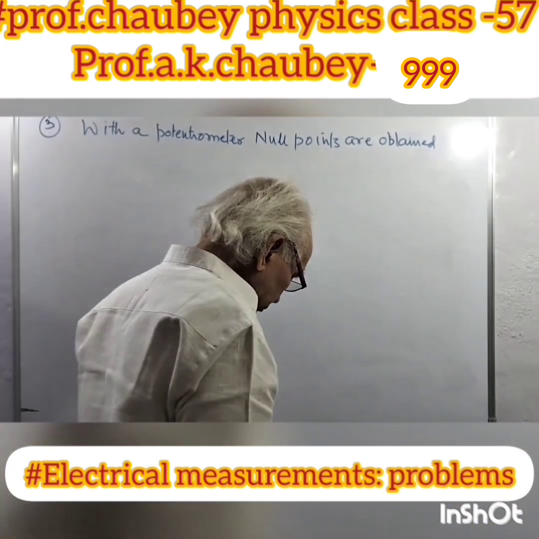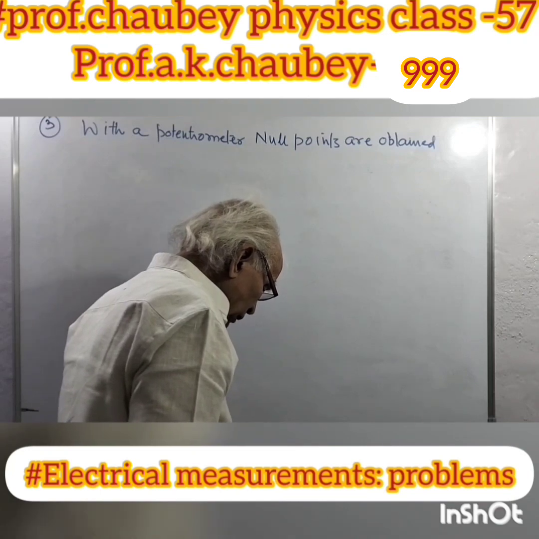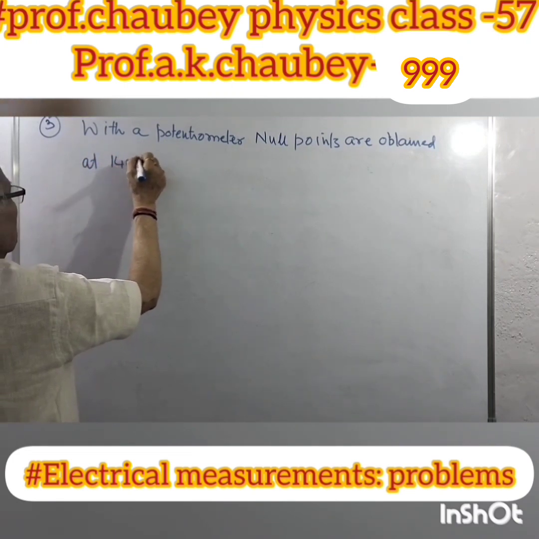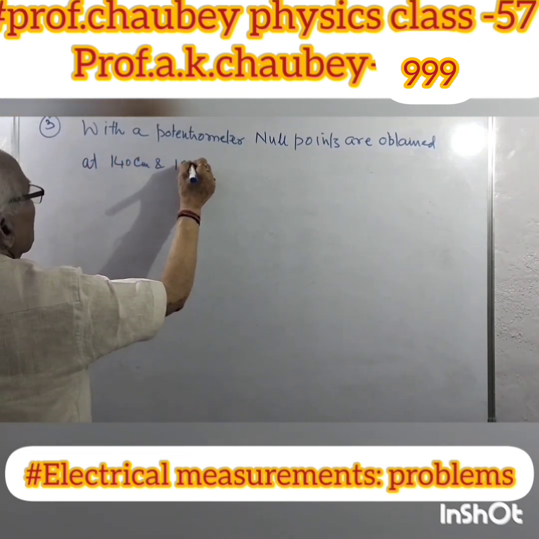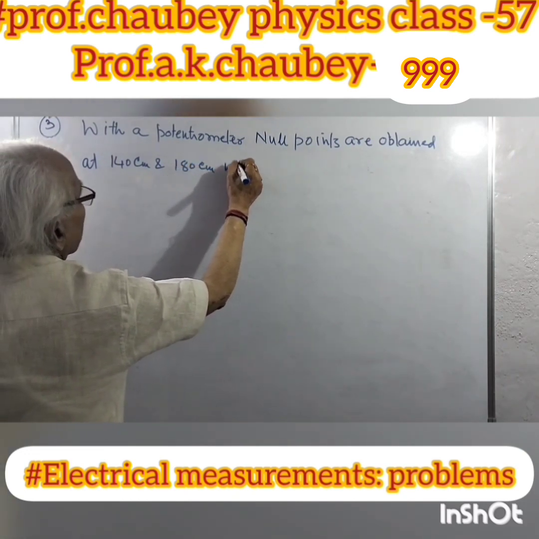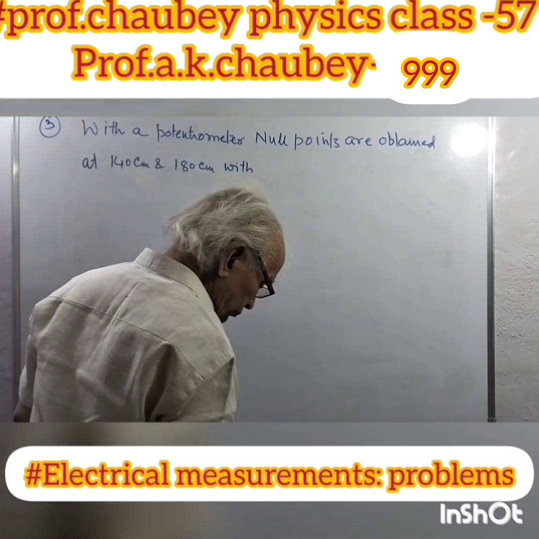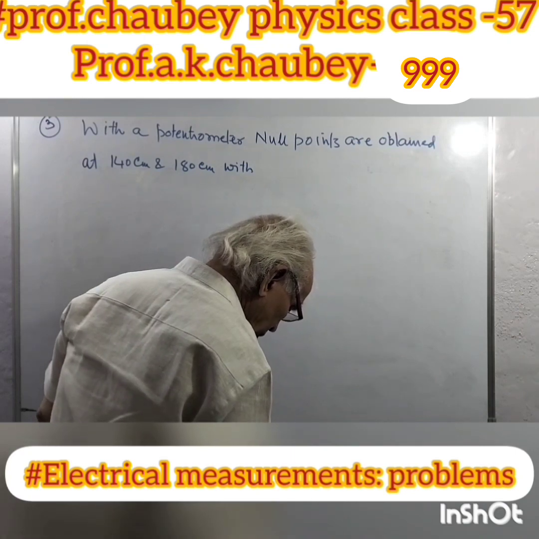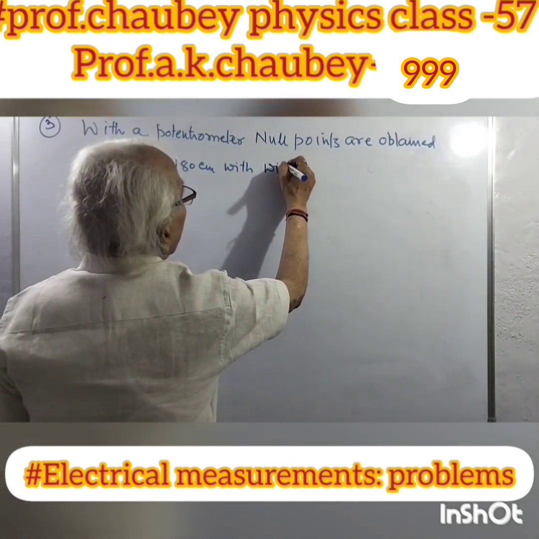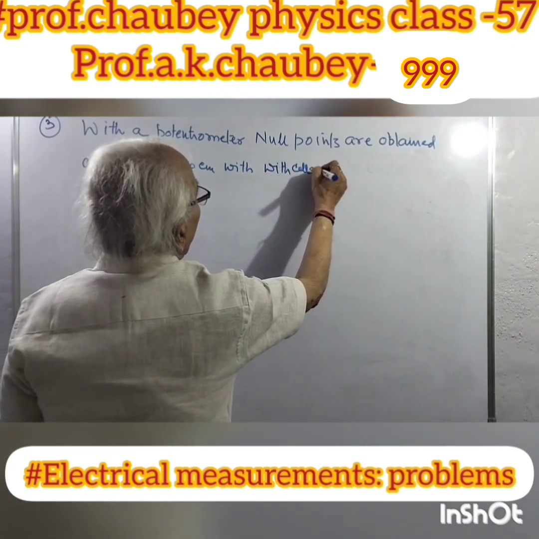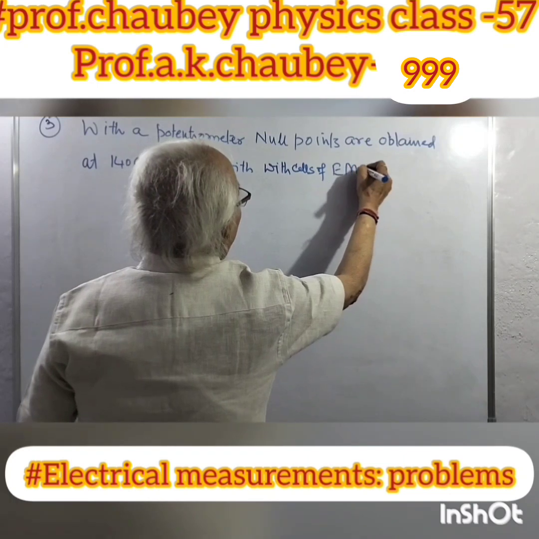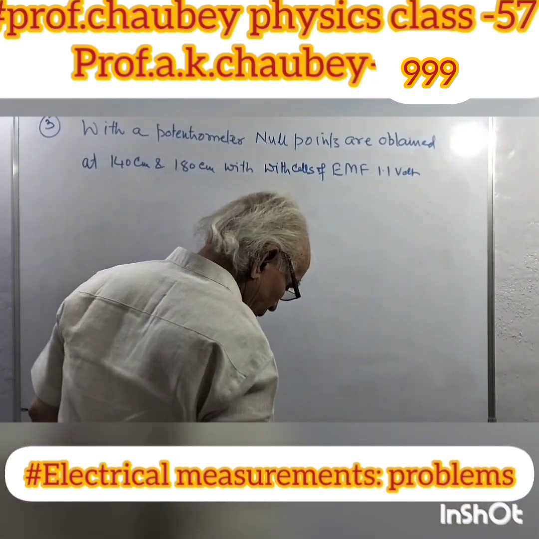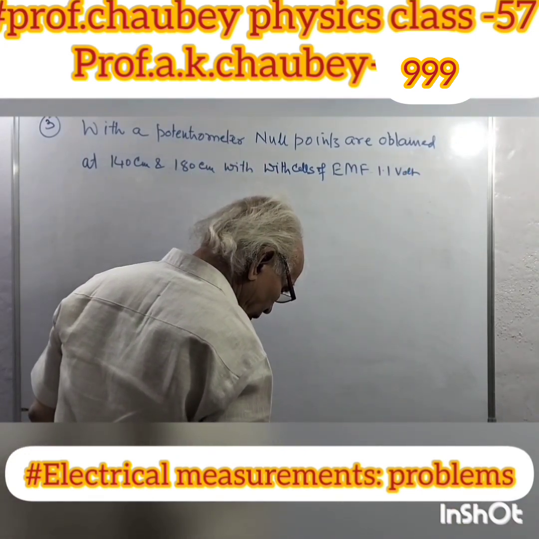Potentiometer null points are obtained at 140 centimeter and 180 centimeter with cells of EMF 1.1 volt and one of unknown value.